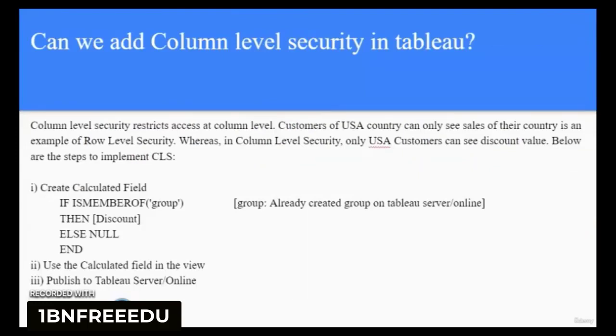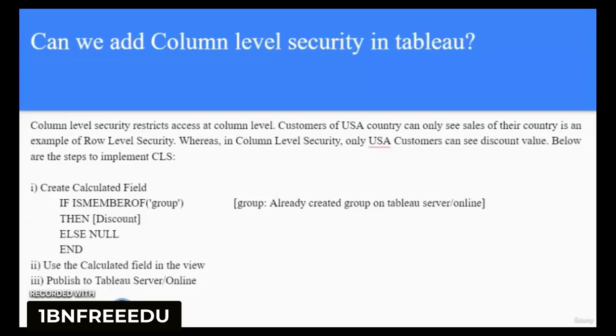Next question, can we add column level security in Tableau? So there is a workaround to do this. Column level security restricts access at a column level. Customers of USA country can only see sales of their country. It is an example of row level security. But for column level security, only USA customers can see the discount value. So how can we do this?